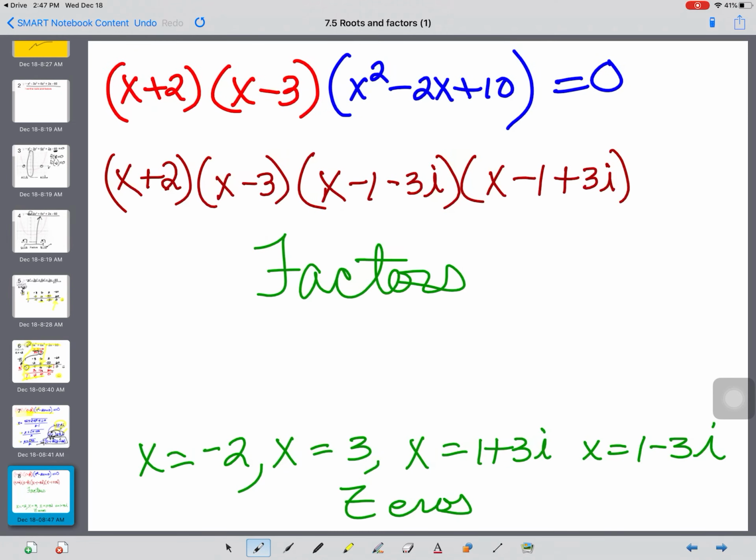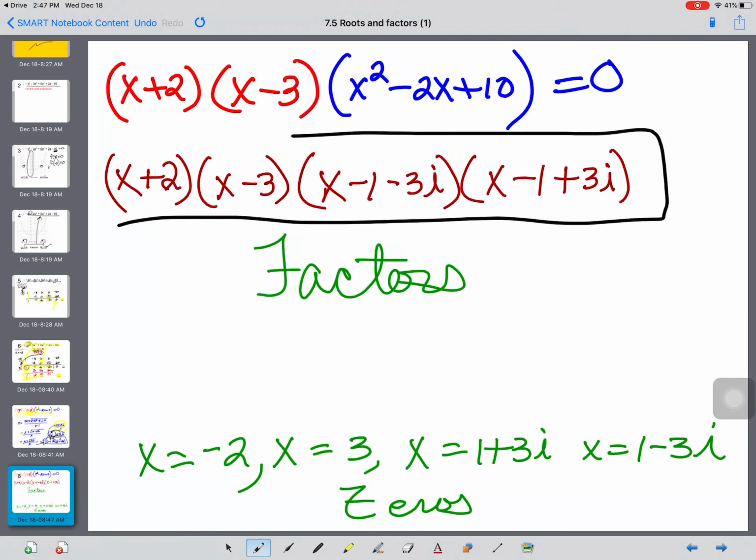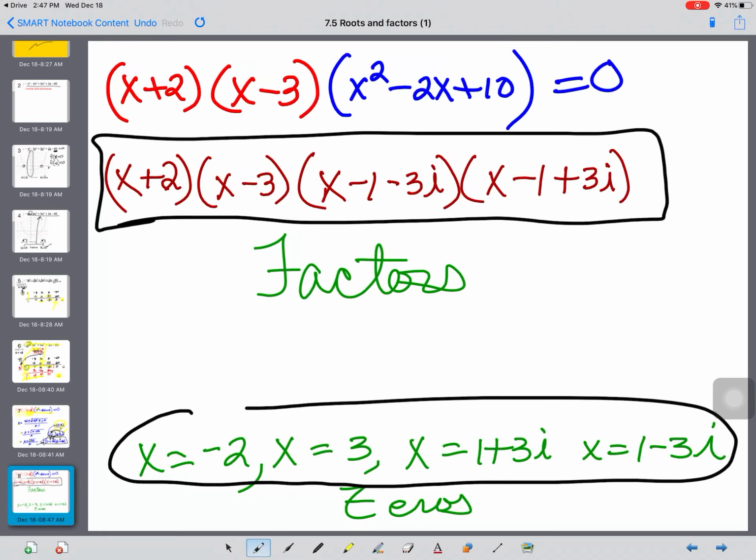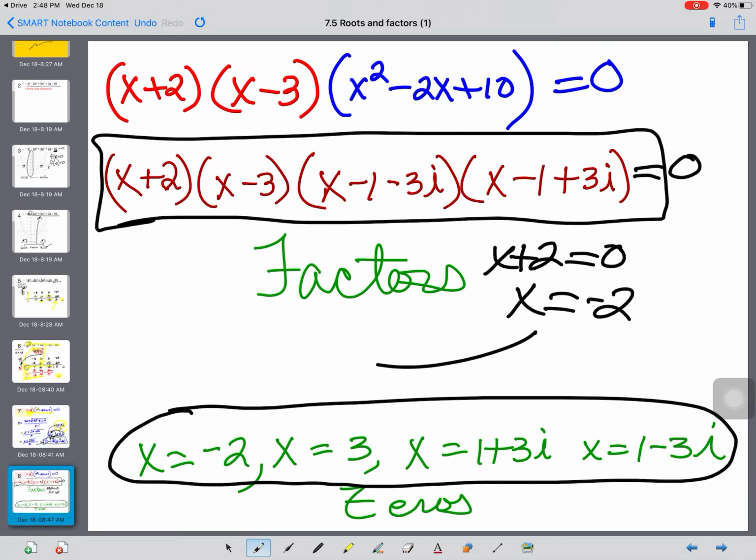So the final answer would be, depending upon what you asked for, what I asked for, these would be the factors. If you multiplied all of that together, you'd get that original polynomial. Or, if you want to know what the zeros are, it's that. In other words, take this, set it equal to 0, and each one, for example, x plus 2 equals 0, which means x equals negative 2. That's where this comes from. And you could do that with all 4 of those to end up with those answers.